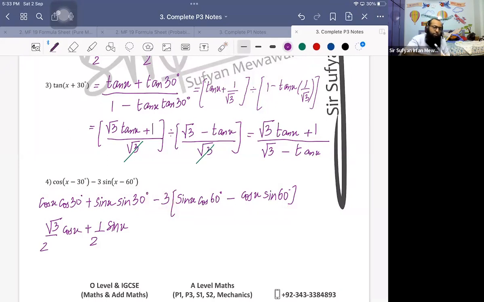So let's do this. Sin x cos 60, right? So cos 60 is half. So half sin x, multiplied by minus 3, is minus 3 upon 2 sin x. Then cos x sin 60, and we know that sin 60 is root 3 over 2. Minus root 3 over 2 multiplied by minus 3.